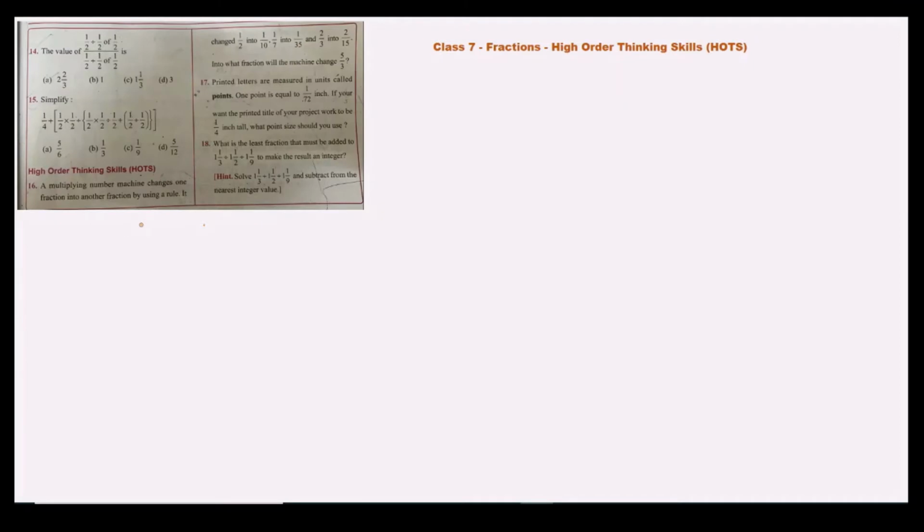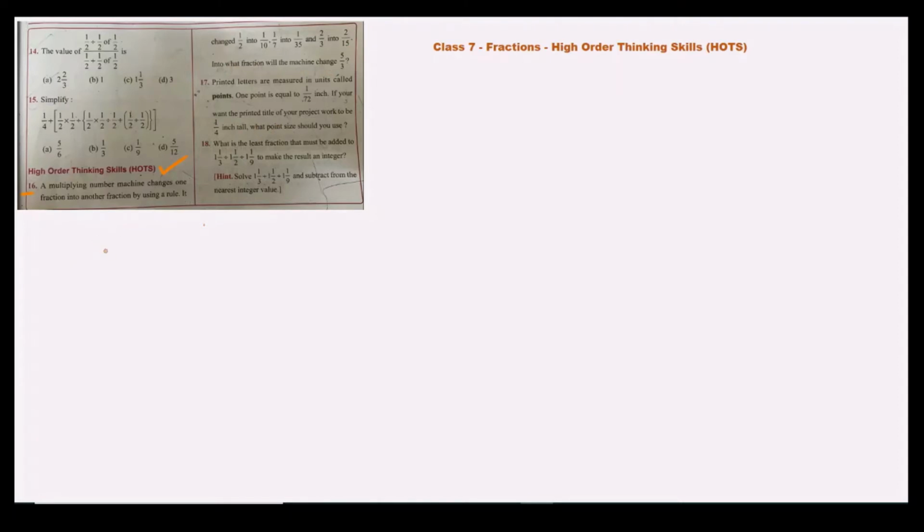Let us move on to the next problem. This is again a higher order thinking skills problem, number 16. I am reading this question. A multiplying number machine changes one fraction into another fraction by using a rule. It changed 1 by 2 into 1 by 10, 1 by 7 into 1 by 35, 2 by 3 into 2 by 15, and so on. So into what fraction will the machine change?